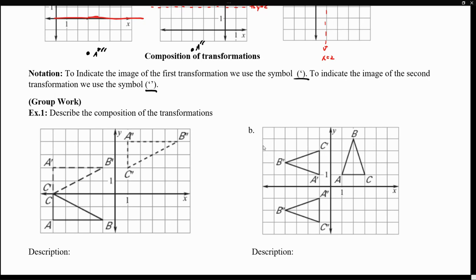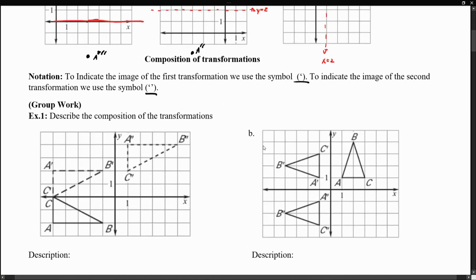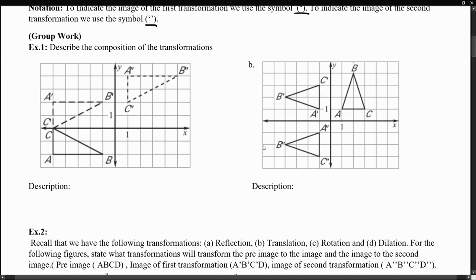So even though these examples are labeled as group work, I would like to go over some of them so you feel comfortable with this concept. So let's start by looking at example 1, which says, let's describe the composition of the transformations. Notice the word composition. So this means that we are going to be doing more than one transformation of an object. Well, let's take a look at how the image is presented to us.